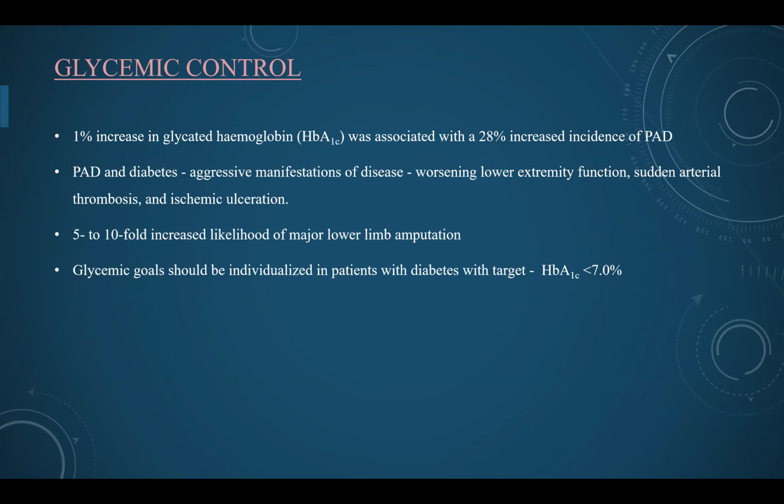Coming to glycemic control, studies show that around 1% increase in HbA1c is associated with a 28% increase in PAD. When PAD is associated with diabetes, it causes aggressive manifestation of the disease such as worsening of lower extremity function, sudden arterial thrombosis, and ischemic ulceration. There is about a 5 to 10 fold increased chance of major lower limb amputation. So the glycemic goal should be individualized in patients with diabetes, and the target HbA1c should be less than 7%.